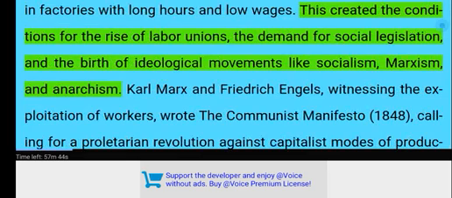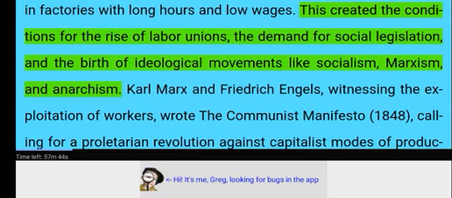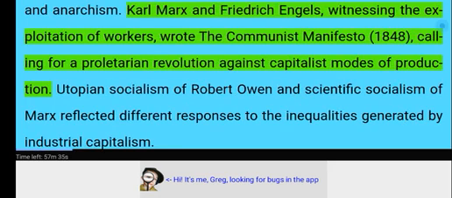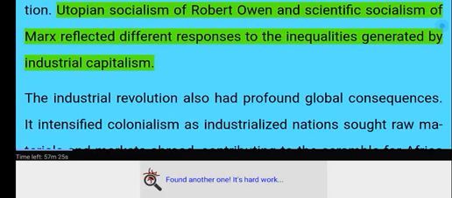This created the conditions for the rise of labor unions, the demand for social legislation, and the birth of ideological movements like socialism, Marxism, and anarchism. Karl Marx and Friedrich Engels, witnessing the exploitation of workers, wrote the Communist Manifesto (1848) calling for a proletarian revolution against capitalist modes of production. Utopian socialism of Robert Owen and scientific socialism of Marx reflected different responses to the inequalities generated by industrial capitalism.